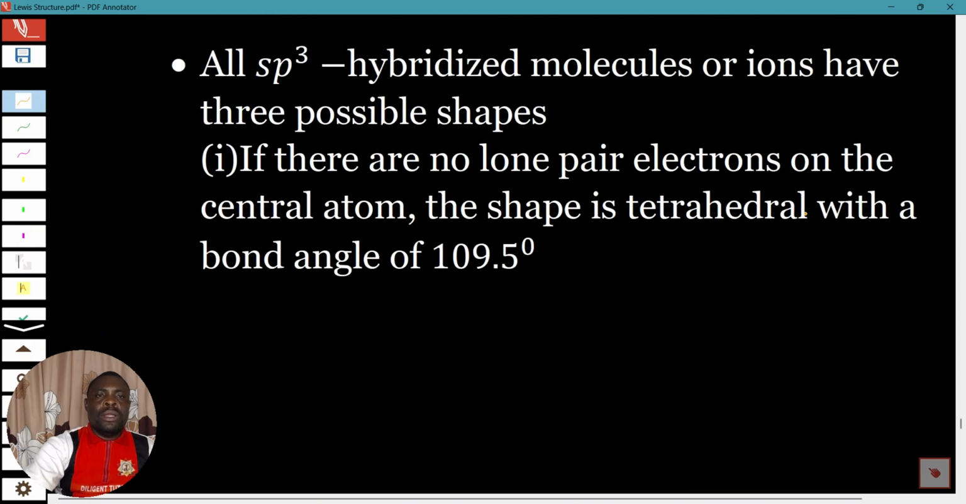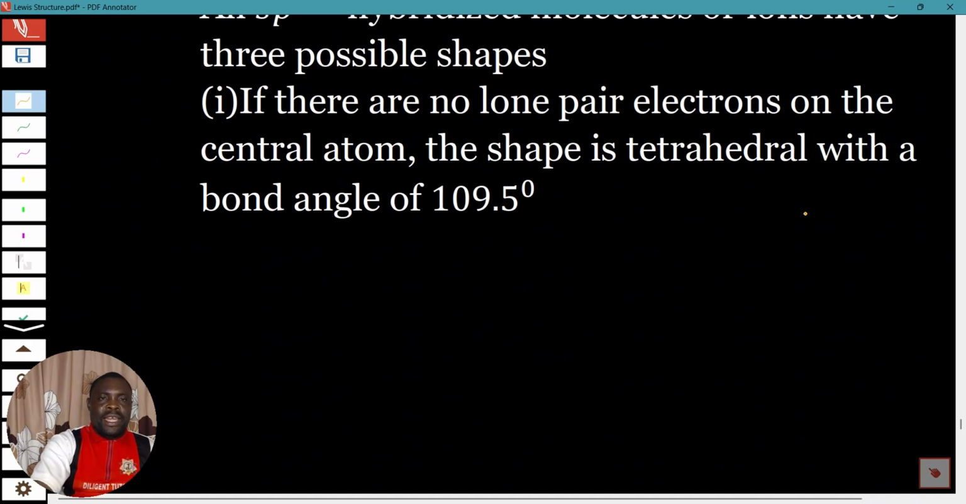120 degrees. The next rule: all sp3 hybridized molecules have three possible shapes. Number one, if there is no lone pair electron on the central atom, the shape is what? Tetrahedral. And the bond angle is 109.5 degrees. Let's look at methane. Methane is sp3 hybridized without a lone pair electron on the central atom.